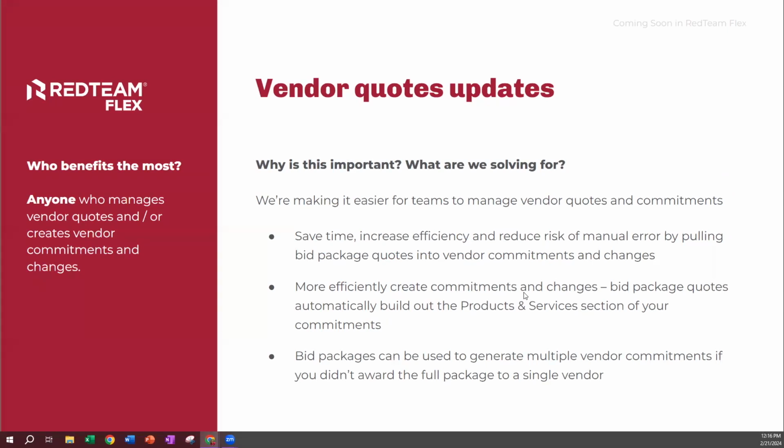So again, what did we do here? The bid package quote is automatically going to build out the products and services of either your vendor commitments or changes. Since bid packages contain several cost codes, you're able to generate multiple vendor commitments from your bid package. Perhaps you've awarded multiple vendors different portions of that bid package. So we wanted to make sure that's possible as well. So we wanted to save you time, increase efficiency, reduce the risk of manual errors by pulling in that information directly into your commitments. And we're continuing to work on vendor quotes for additional efficiency gains. So stay tuned for more to come.